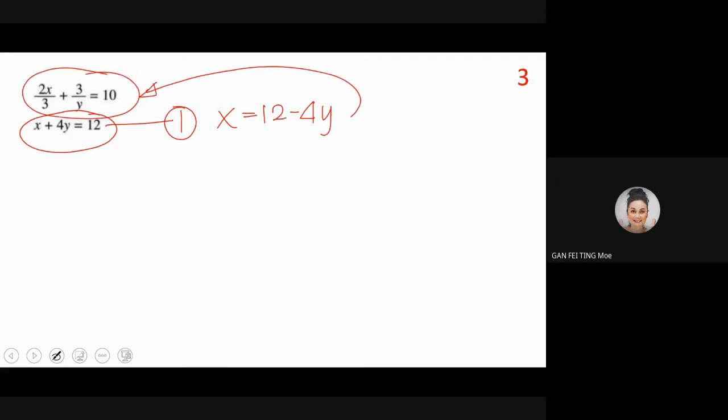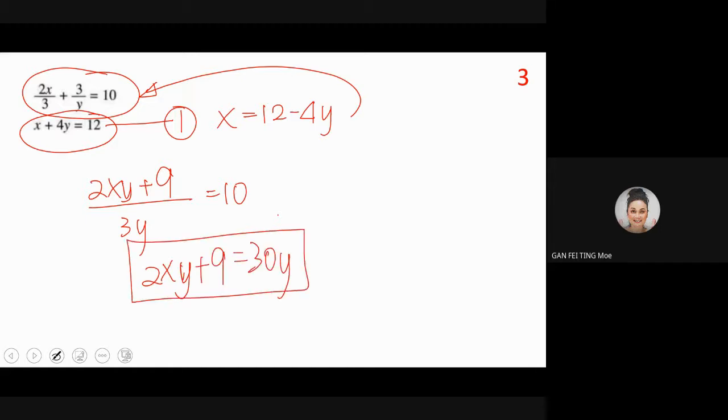But for this equation, I do not encourage you to substitute the value of x in terms of y like that. I encourage you to make the same denominator first, 3y. So 2x over 3 multiplied by y over y, you get 2xy. 3 over y, you multiply by 3, you get 9. You get 9 over 3y equals 10. So you get 2xy plus 9 equals 30y. You form it as linear before you substitute.